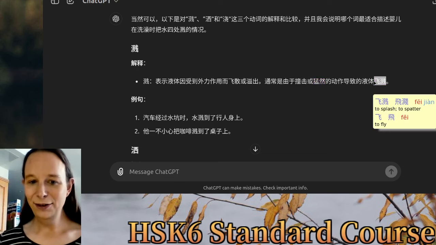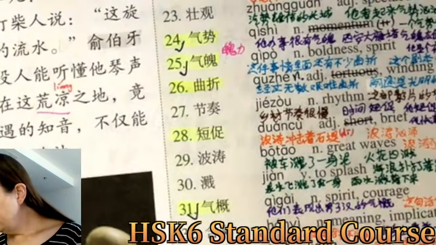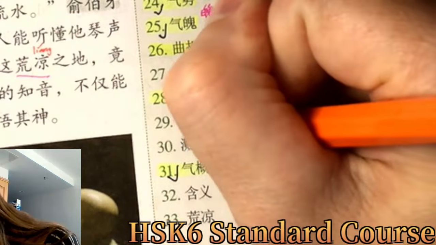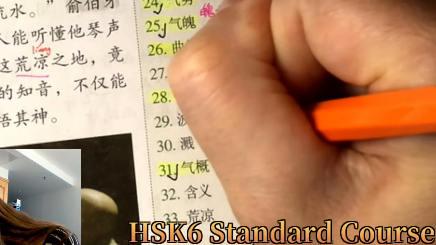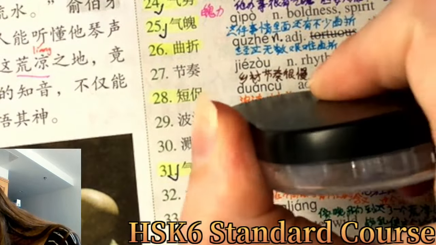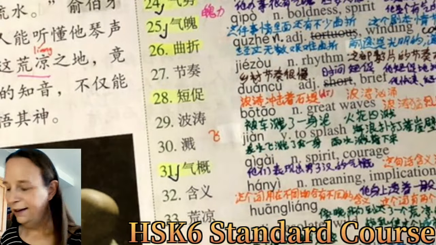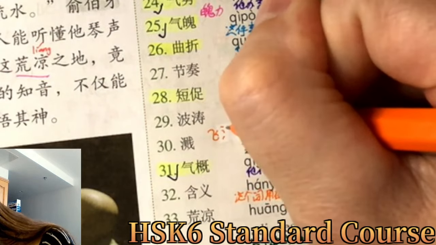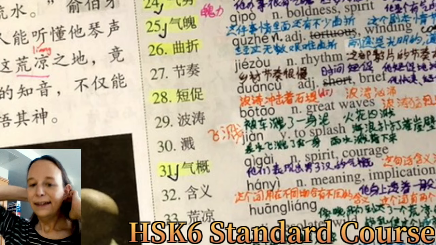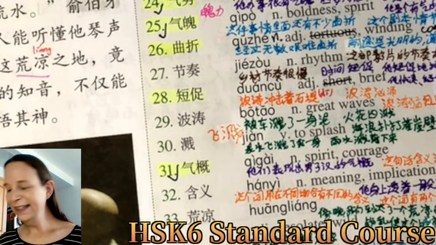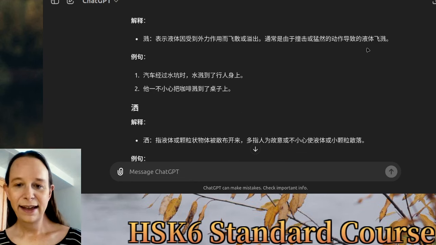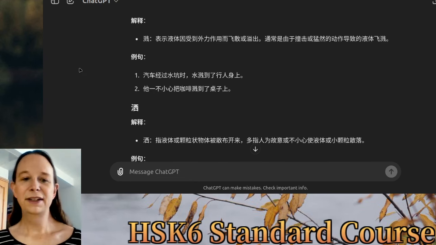通常是由于撞击和猛然的动作导致的液体飞溅。Yeah, actually, let's jot that down. 飞溅. Because you can't say you know 溅 if you don't know 飞溅. 飞, okay, 三点水. 然后三点水,然后背,然后这个, I don't know what that's called. 飞剑. So I guess 飞剑 is the two-character version of 剑. So it's like splash out. So it usually implies you don't want it to splash, I think.